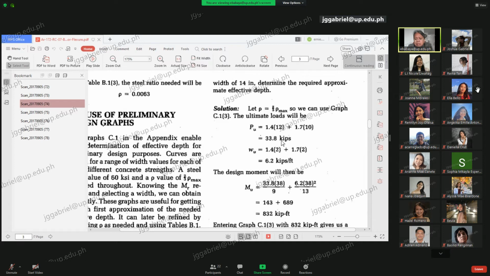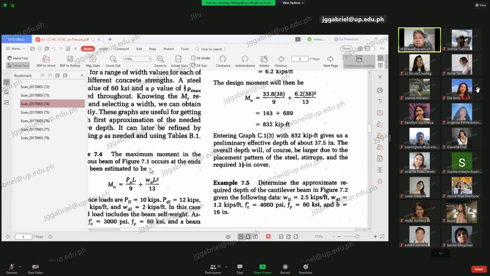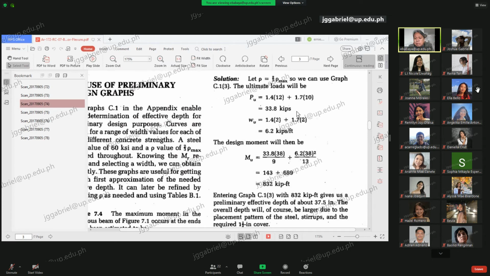Now, we did not account for the self-weight because it was mentioned there that the given distributed dead load already includes self-weight. So WU would be 6.2 kips per foot. Take note, we have kips here for our P, and for W, you have kips per foot. Do you see the difference? Now, this formula is given already, so just plug in the values that you have computed.